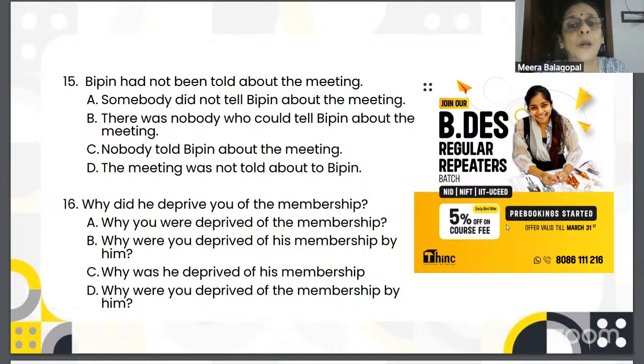Bipin had not been told about the meeting. Who had not told him is not given here. So you will have to substitute some indefinite pronoun there. So nobody had told him. This is a passive voice sentence which is given, and you have to change it into active voice. Nobody told Bipin about the meeting. So that is the active voice sentence.